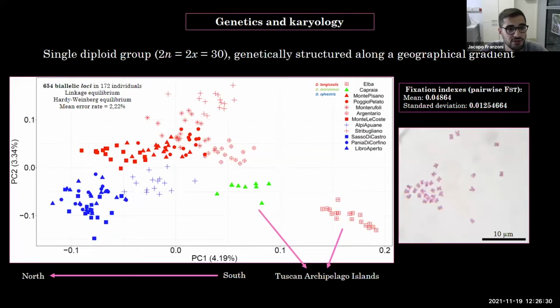For what concerns genetics and karyology, the genotyping of more than 600 SNPs and the chromosome counts revealed a single diploid group with 30 chromosomes. And this lumping of populations in just one group is also supported by low fixation indexes, so there is a weak population structure. This group is genetically structured according to a geographical gradient. In fact, we can see that the two island populations are separated from the continental ones, while the latter follow a geographic latitudinal gradient from southern populations on the right to northern populations on the left.